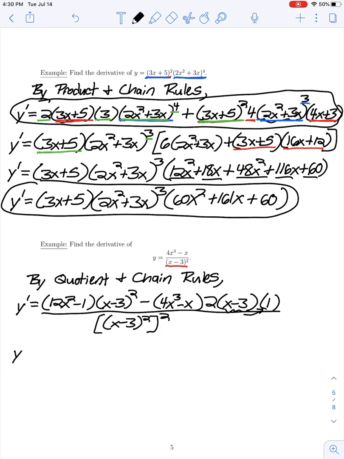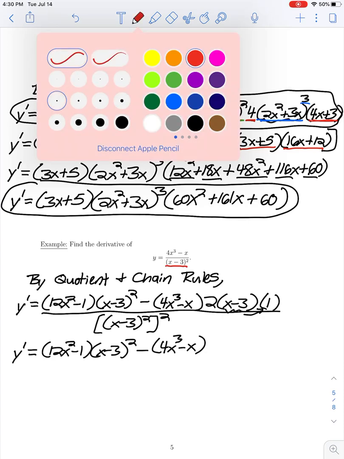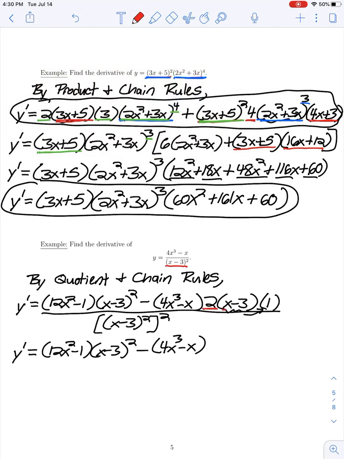So let's see what we have. Y prime is equal to 12x squared minus 1 times x minus 3 squared minus, we have a 4x cubed minus x, and then simplifying a little bit, our product of 2 times x minus 3 times 1, just distributing our constant 2, we have 2x minus 6. And then we're dividing by x minus 3 squared squared.